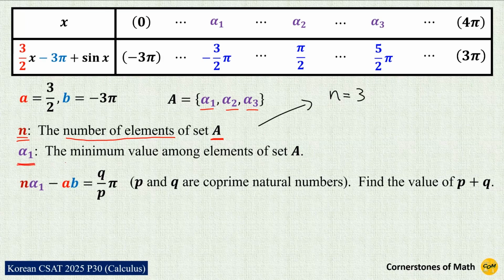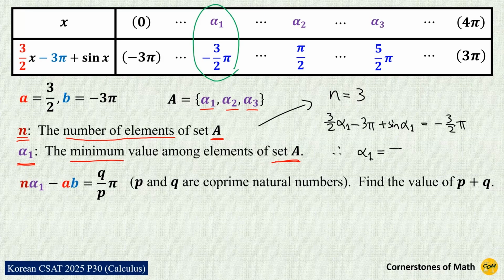Next, alpha 1 is the minimum element of set A. So from this value, alpha 1 must satisfy 3 over 2 alpha 1 minus 3 pi plus sine alpha 1 equals negative 3 over 2 pi. And it is not that difficult to find out that alpha 1 equals pi. We have to calculate this expression.